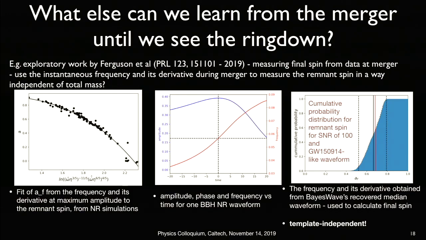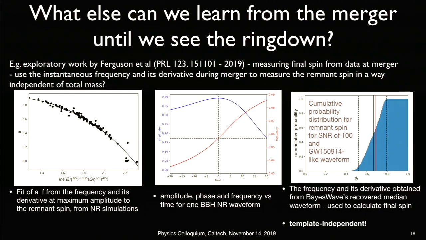a model-independent way. So this is just an example of exploratory work that's been done now on measuring the final spin from the data at merger, just by looking at the instantaneous frequency at the time of the merger itself. I'm not going to have time to go through all of the details of this, but this is just to say that there is something we can learn even without having accurate match filtering and a broad bank of numerical relativity waveforms. We can extract a phenomenological relationship between the frequency at merger and the spin, for instance, that can give us information on these black holes, even though we don't have the exact numerical relativity simulation for it.